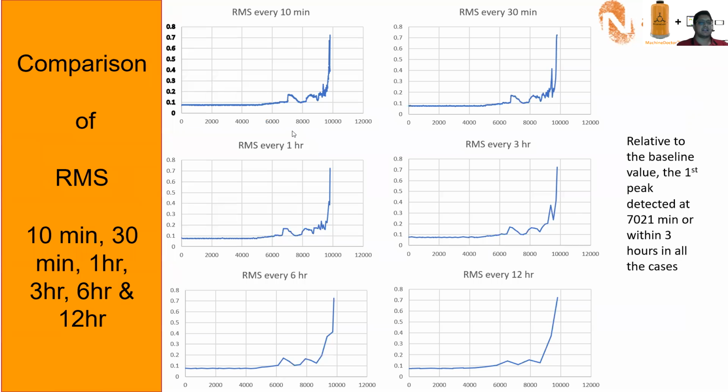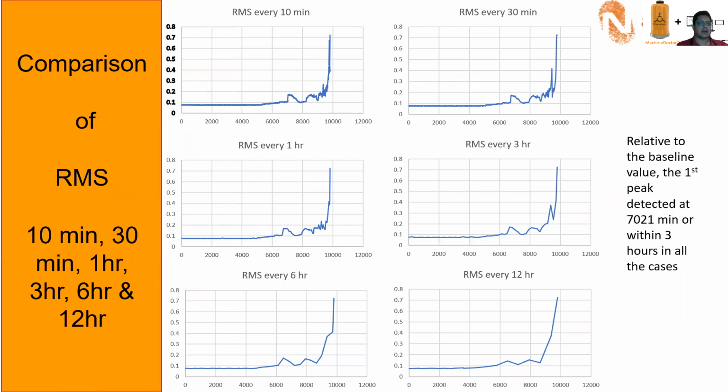So relative to the baseline, the first peak in each case was detected at 7,021 minutes or within 3 hours of the same. What this showed is that even with a waveform every 10 minutes or every 3 hours or 6 hours, one would have easily been able to detect an anomaly in RMS data, regardless of how soon we take in waveform data.